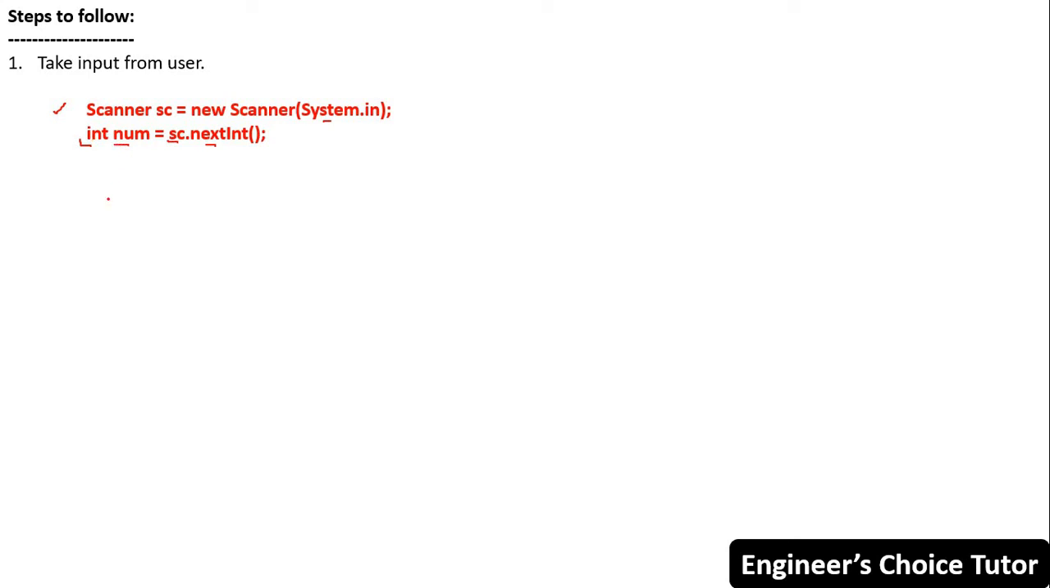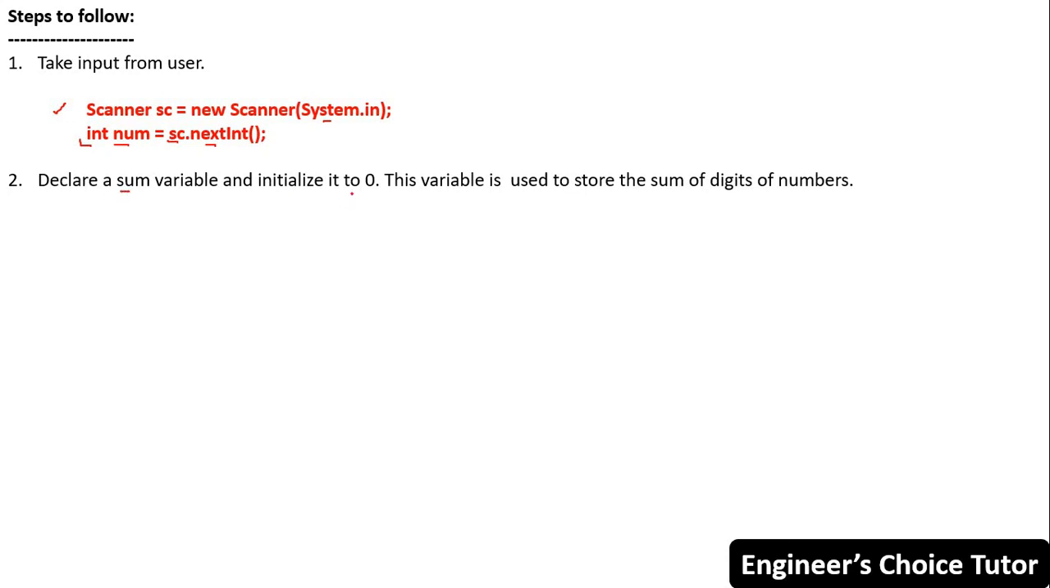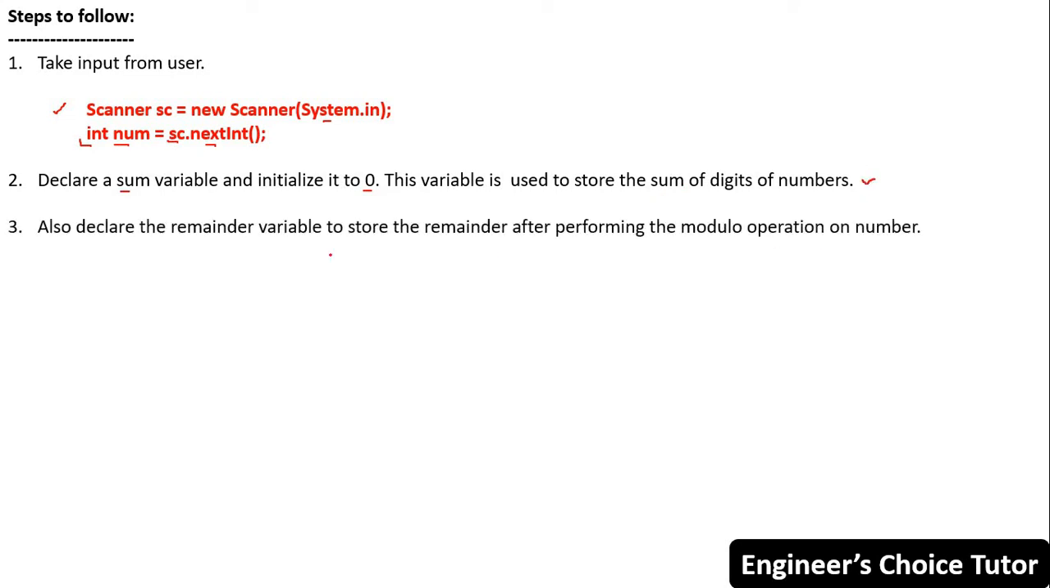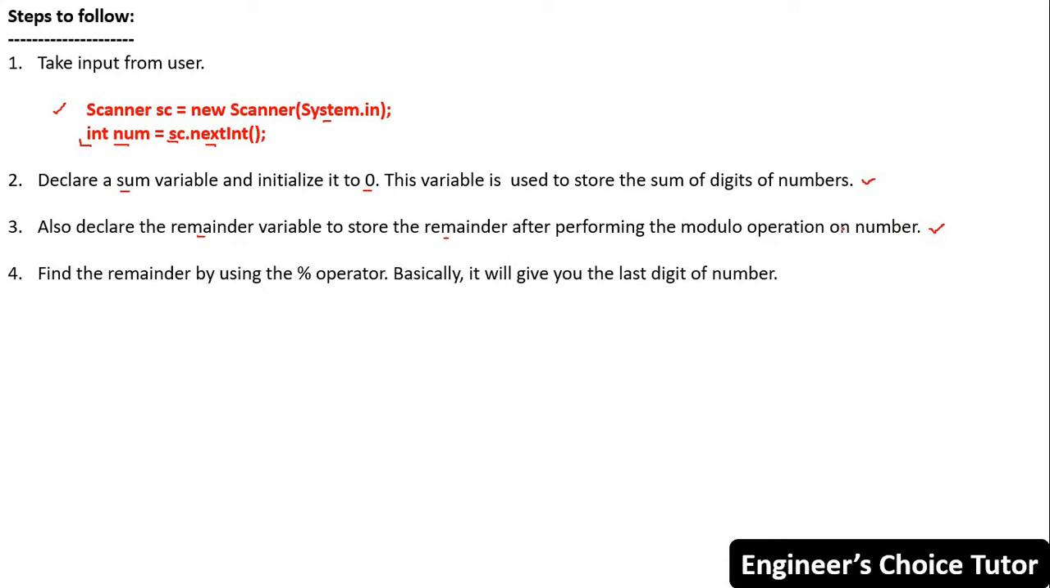Clear? Now the second step is declare a sum variable and initialize it to 0. This variable is used to store the sum of digits of a number. The third step is to declare the remainder variable to store the remainder after performing the modulo operation on the number. Everything we have seen just now. The fourth step is find the remainder by using the modulo operator. Basically, it will give you the last digit of a number.